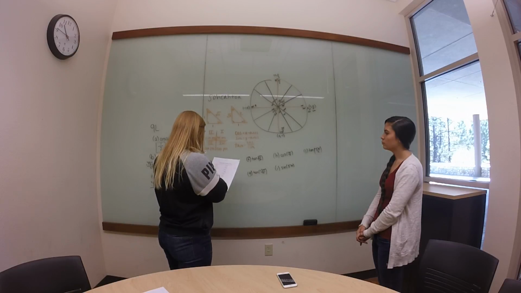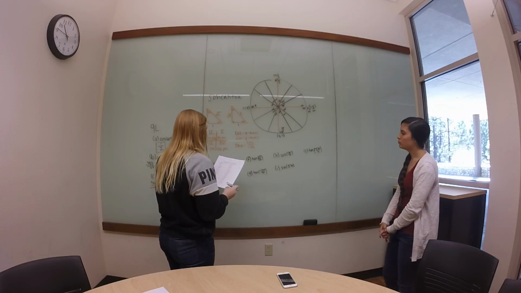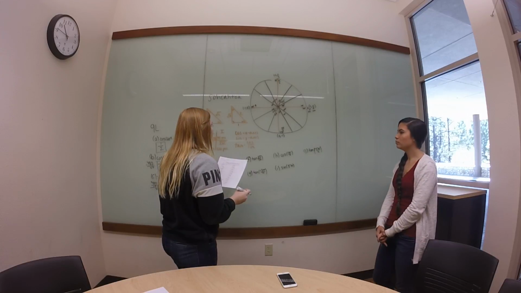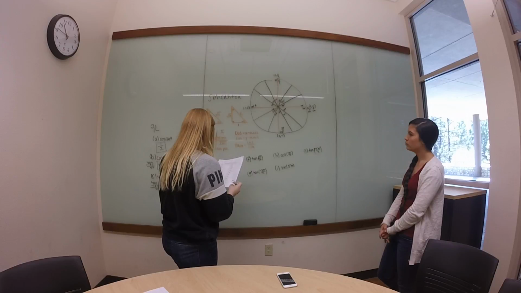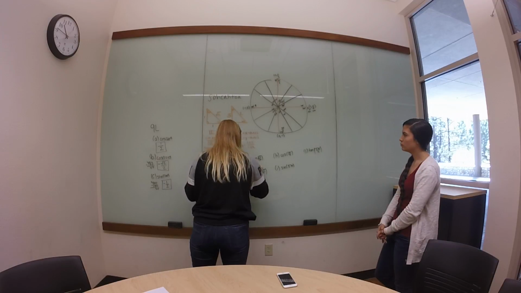For F, tangent of pi over 6. Pi over 6 is 30 degrees, so you're going to do the tangent of 30 degrees, which is 1 over the square root of 3.